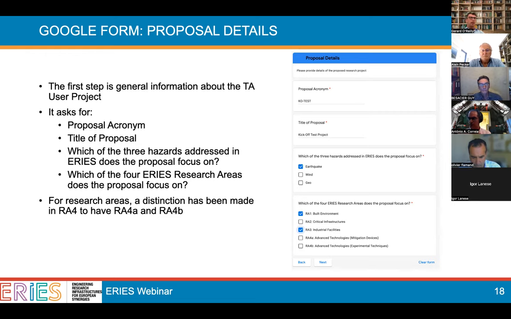So in the research area for this advanced technologies, we have two different perspectives. Are you looking at the actual product you're using or the method you're using to evaluate that kind of project or that kind of research? Again, this is just a small subtle distinction between the two of these same research area.